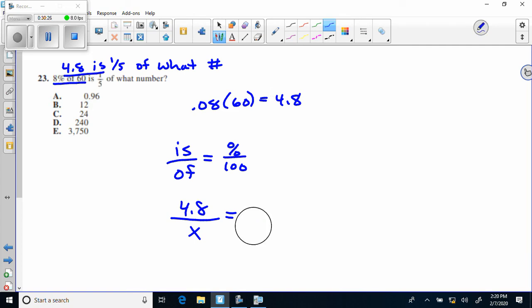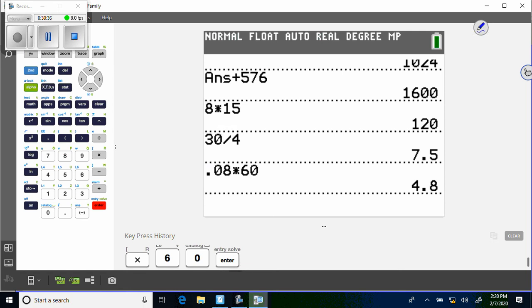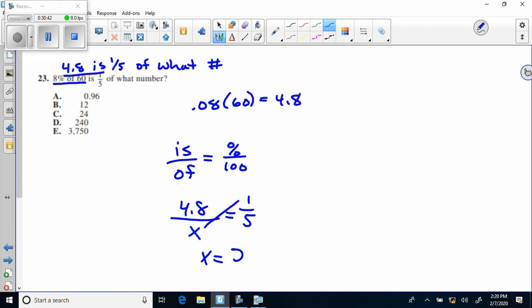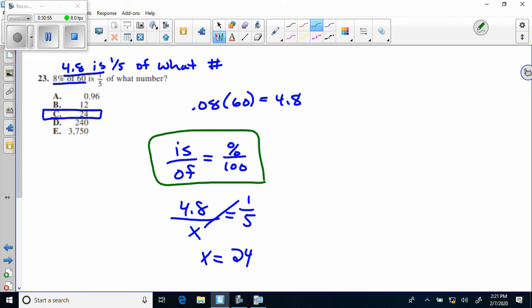So if you don't like 20 over 100, you can write 1/5 right here, and you would cross multiply and solve that. And so you're going to get x times 1 as x, and 4.8 times 5. So if I times that by 5, I get 24. So this is my answer. I have no idea how you guys learned your percentages, but that's how I was taught it. Is over of is percent over 100. But you have to find out what that is.